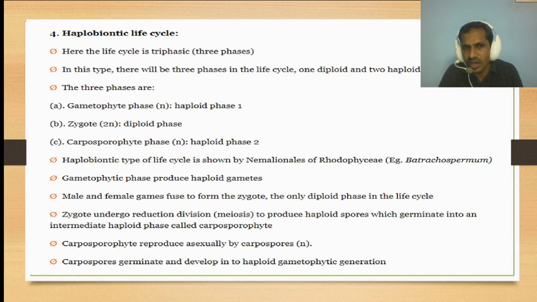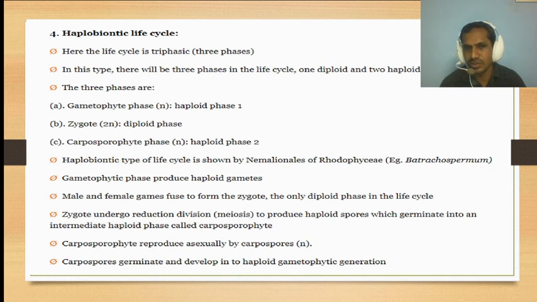So the three phases are the gametophytic phase, N, which is a haploid phase, and the zygote, which is a diploid phase, and the carposporophyte phase, which is a haploid phase 2. The first phase is the gametophyte phase, which is N, and the zygote is diploid, which is called 2N. The carposporophyte after zygote formation is also N in nature. This haplobiontic life cycle is very common in Rhodophyceae members.